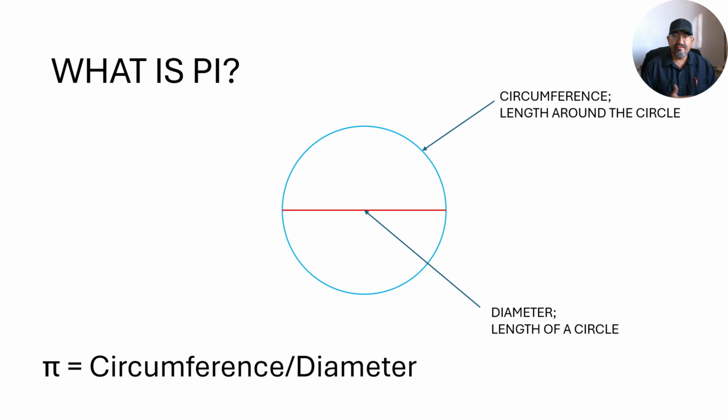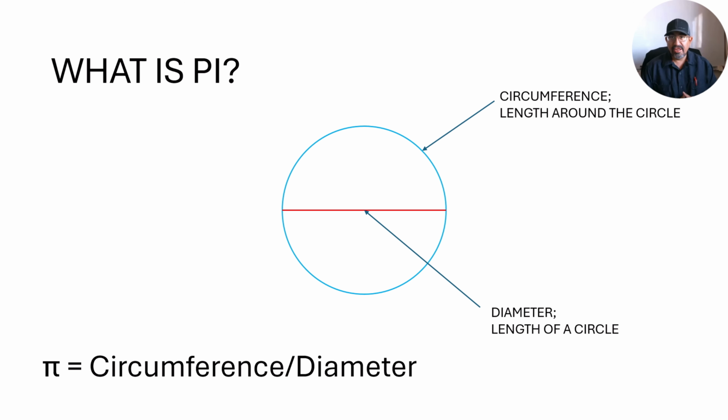Welcome back. Today I want to go over an important number. The number is pi. And what is pi? Pi is a Greek symbol that looks like this. It's pretty much the circumference divided by the diameter of a circle.